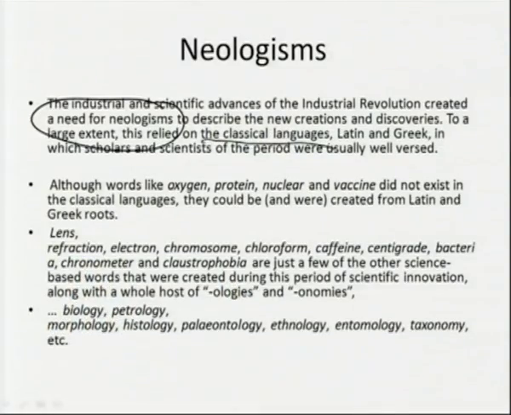These science-based words, as it says, were created during this period of scientific innovation, along with a whole lot of words ending with ologies and onomies. For instance, biology, petrology, morphology, entomology, ethnology, taxonomy, paleontology, etcetera. So, these are all words that have been formed by taking recourse etymologically to the classical languages, to Latin and Greek.